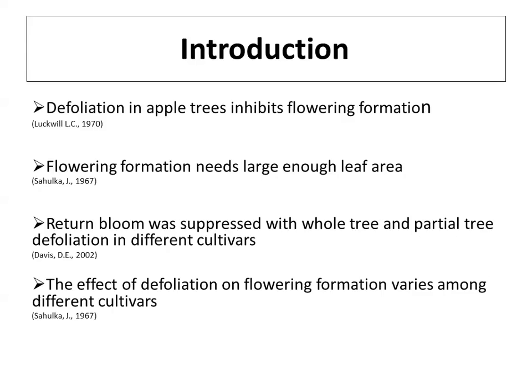Leaf area is very important. Defoliation inhibits flowering. Partial and whole tree defoliation can inhibit flowering, and the effect of defoliation varies among cultivars. We need to focus a little bit on this point. The effect of defoliation varies among cultivars.